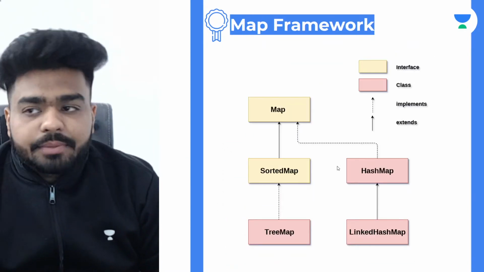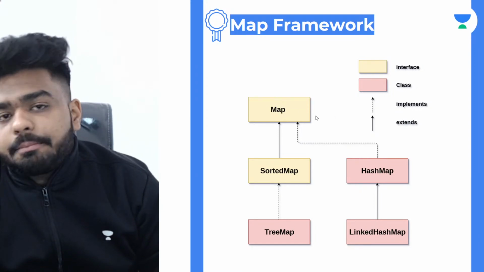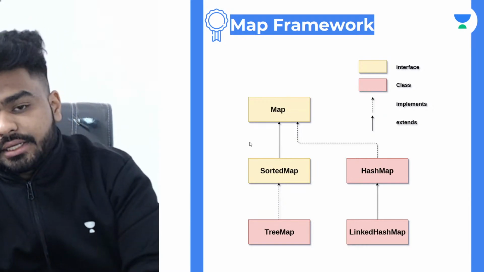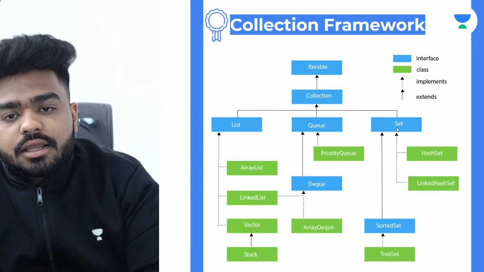Let's talk about Map now. So when you talk about Map, you can see it is also an interface. This is mostly like our Set. However, we have the Set, right? Set में हमारे पास क्या है?